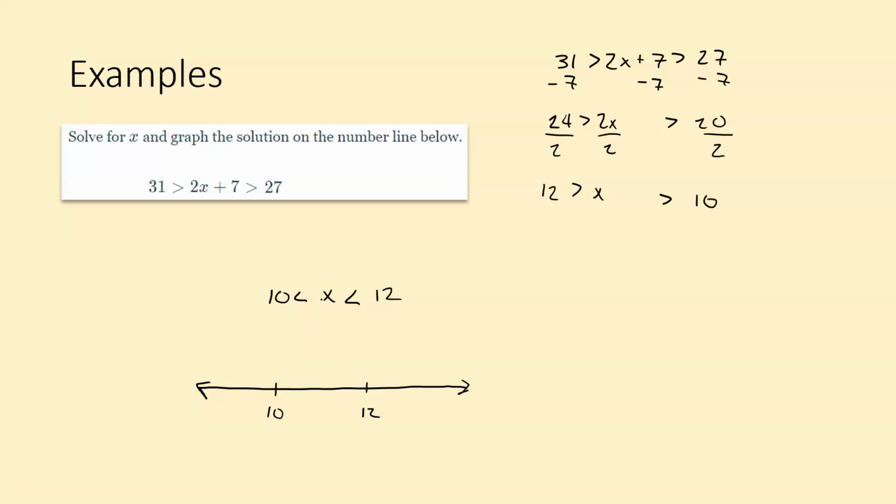So here our solutions are everything between 10 and 12. So 10 is less than x is less than 12. So it's everything between those two values, not including 10 and 12, because we don't have equal to signs here. So open circle here, open circle here, and we just want to fill in everything between. That would be our solution for this one.